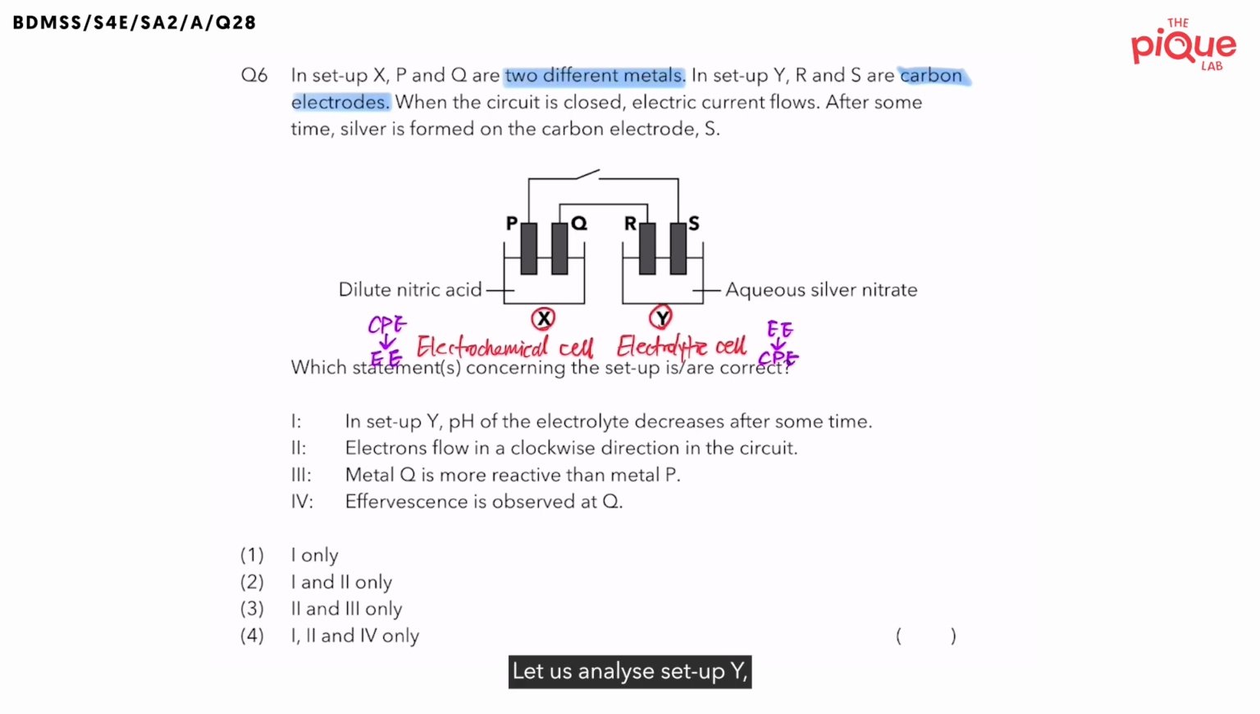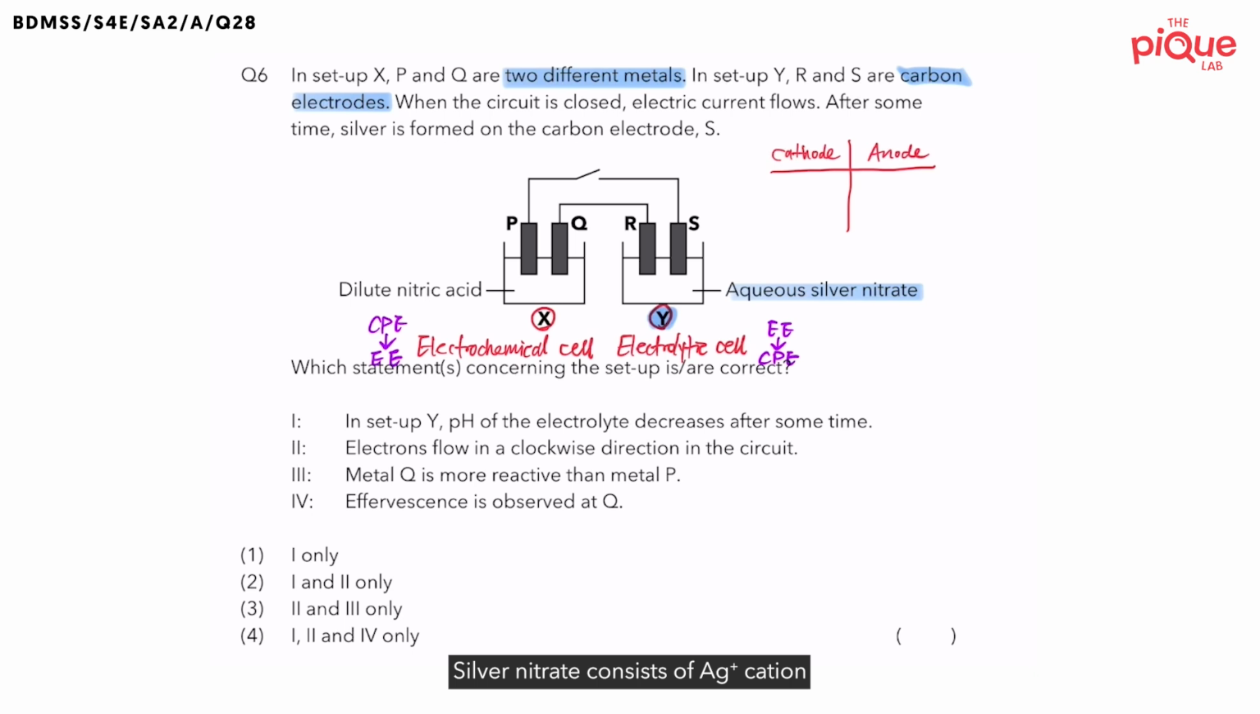Let us analyze setup Y, which is the electrolytic cell first. For setup Y, we are using aqueous silver nitrate as the electrolyte. I'm sure that some of you are starting to work out the products at the cathode and anode. So, let us do that.